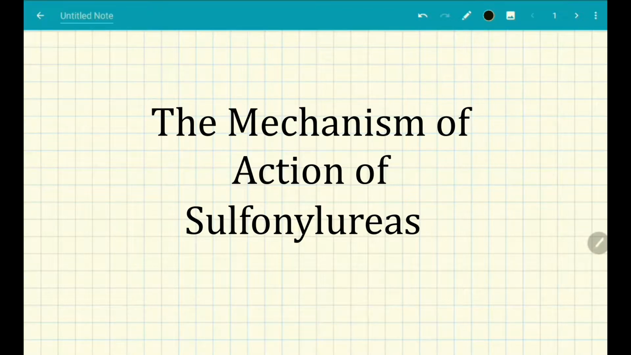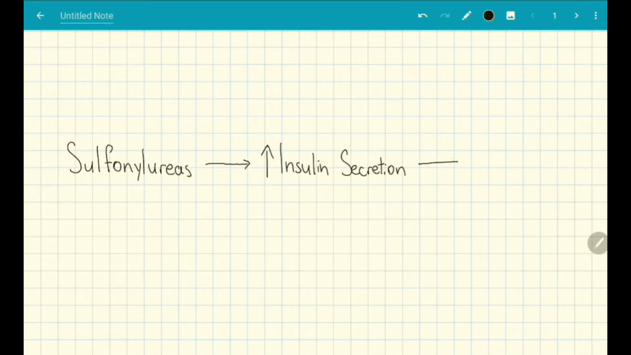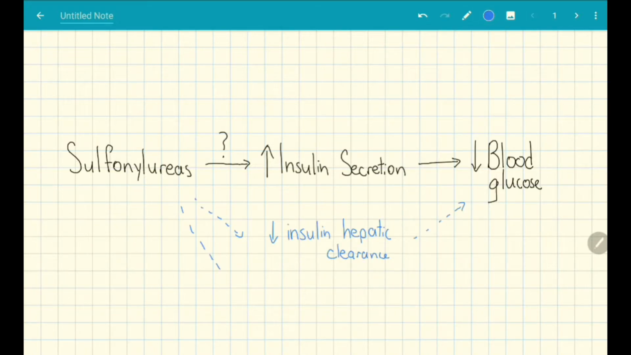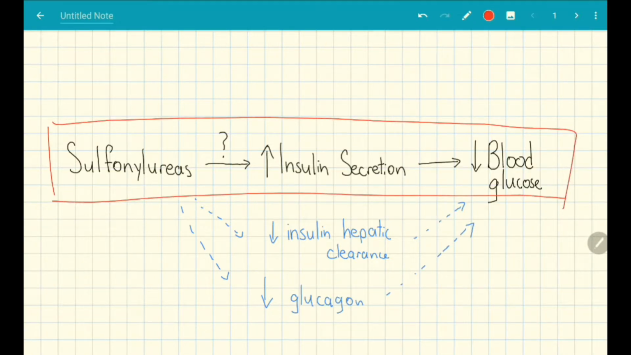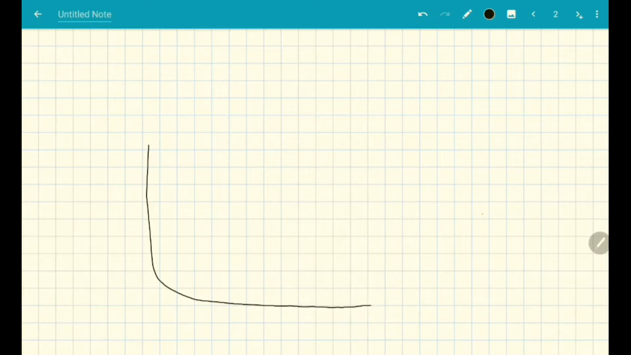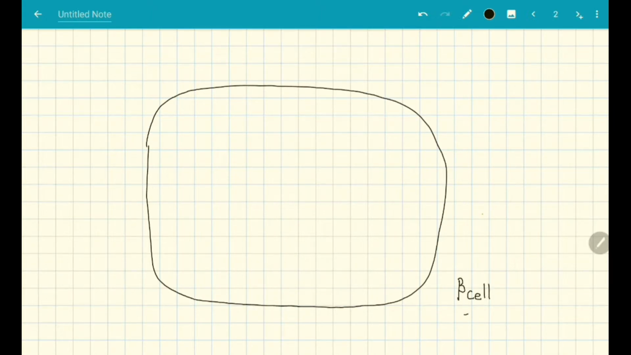The mechanism of action of sulfonylureas. The primary mechanism of action of sulfonylureas is to increase insulin secretion from the beta cells in the pancreas. Although there are several other proposed mechanisms of action, this is the one we will be focusing on today. However, before we describe how sulfonylureas work, we must first understand beta cells.